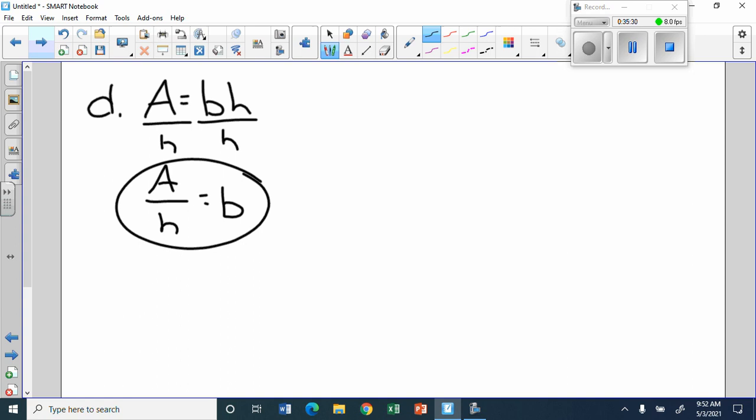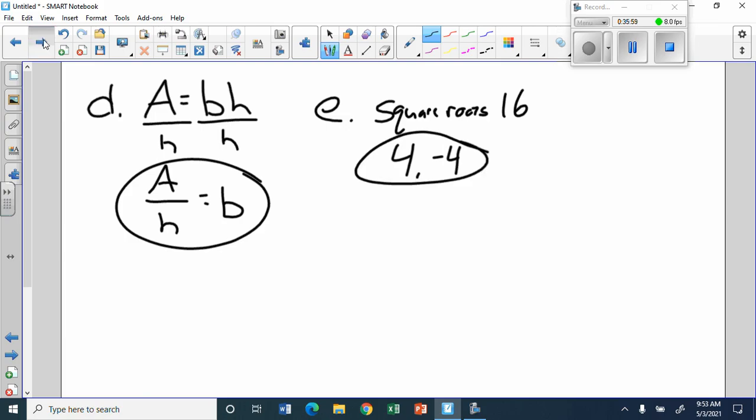E. Square root of 16. What two numbers multiplied by themselves gives me 16? 4 and negative 4. But the square root of 16 is only 4, the principal square root. Good. Yeah, we're going to finish these.